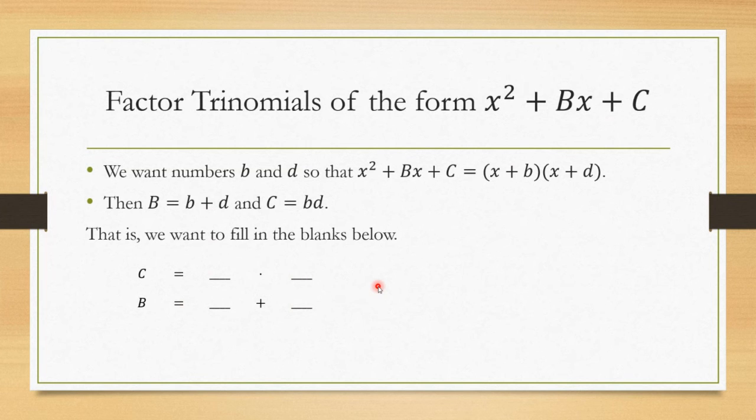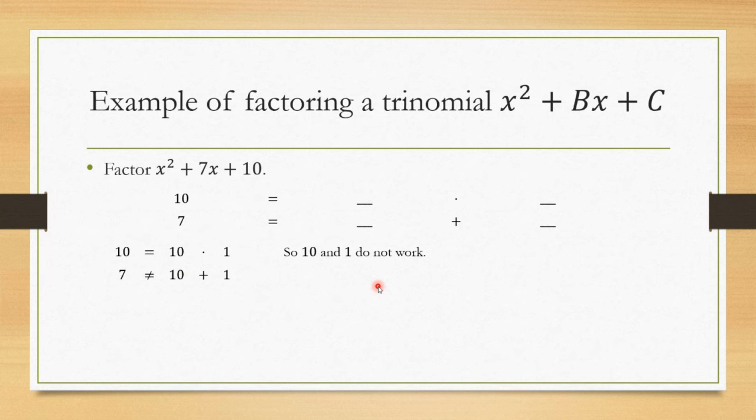Okay, let's consider an example. Suppose we have x squared plus 7x plus 10. Right away, you can see that we have this trinomial. B, in this case, would be 7, and C would be 10. We have three terms, so we have a trinomial. The degree is 2, and the leading coefficient is 1. So we have three terms, degree 2, leading coefficient 1. So we can factor this way.